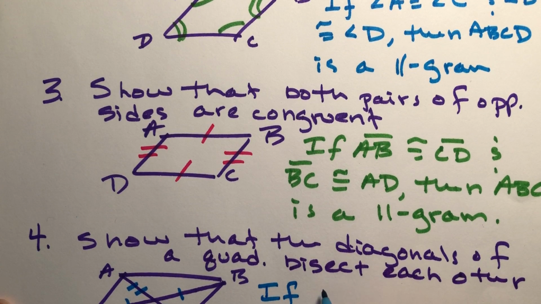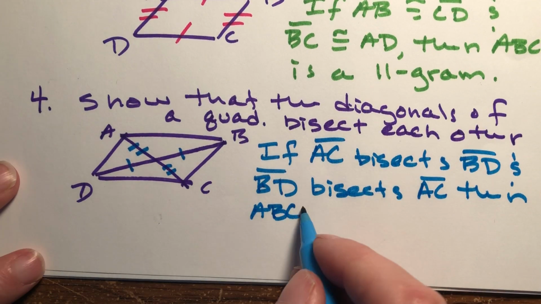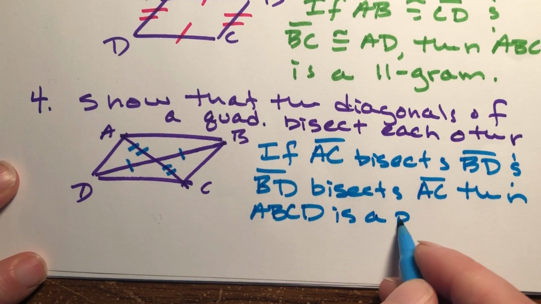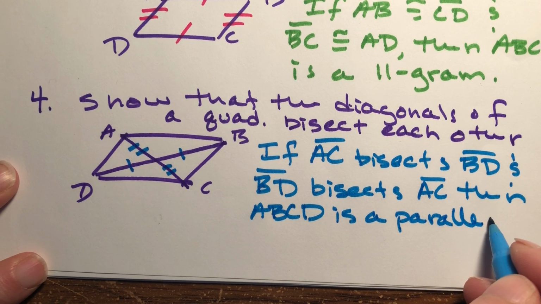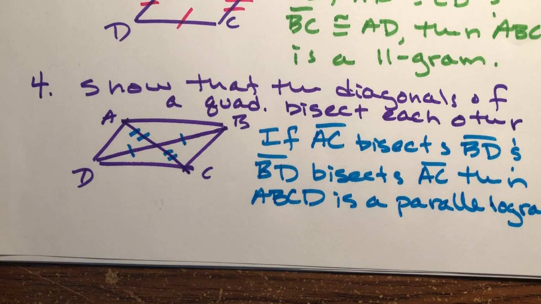If AC bisects BD and BD bisects AC, then ABCD is a parallelogram. And remember how we can do that from the coordinate proof yesterday? We can prove that the midpoints are the same.